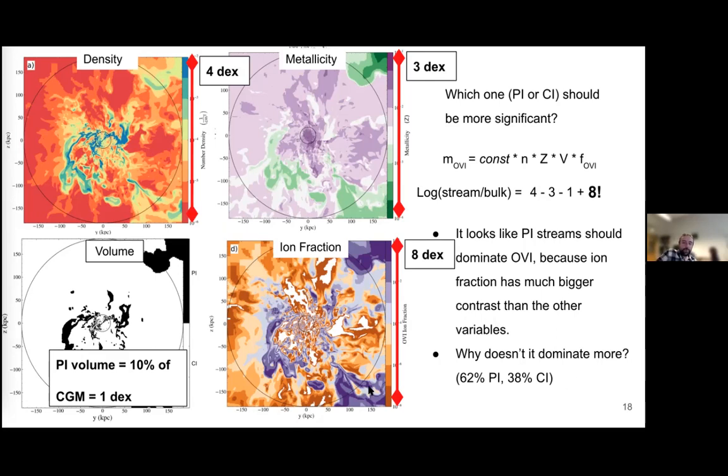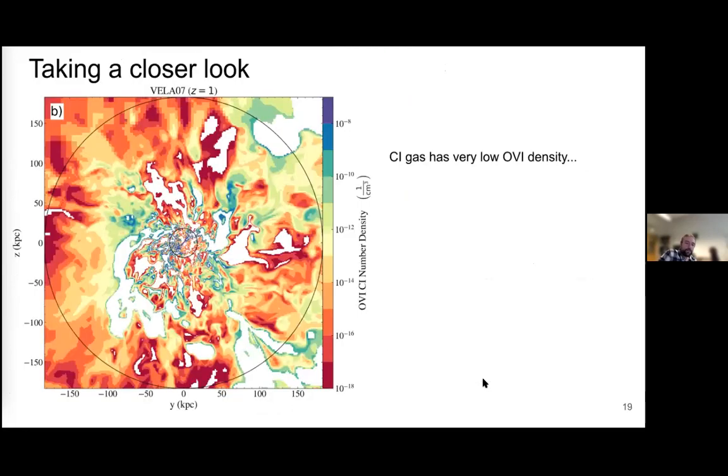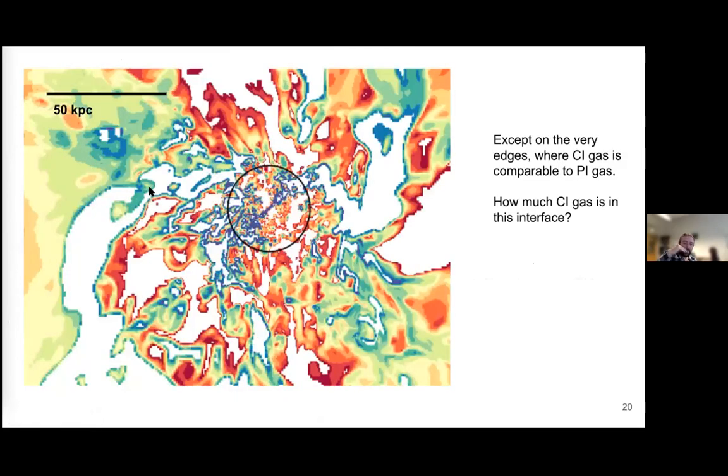And it's pretty localized inside the streams. So why don't we get that dominating more? Why do we see collisionally ionized gas at all? To answer that question, we're going to look a little bit closer at the collisionally ionized gas. This is the same image we showed earlier. Collisionally ionized gas has really low, kind of red, orange oxygen 6 density, except if we zoom in. On the very edges of these photoionized clouds, we found that the collisionally ionized gas is actually comparable to the photoionized gas. It's more kind of blue-green.